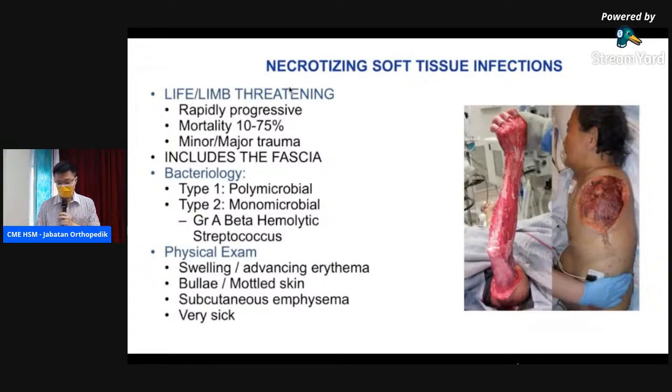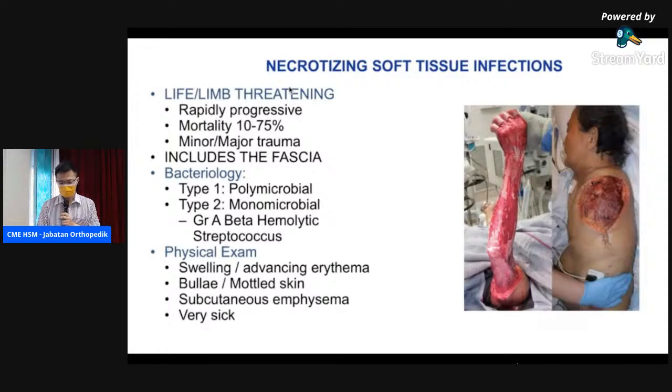So it is a very extensive infection, and there are a few types. The most common one is still the polymicrobial. Type 2 is the one that we need to be careful of, and we are sending the culture for the reason of that, to look for group A beta hemolytic streptococcus because it's very life-threatening.